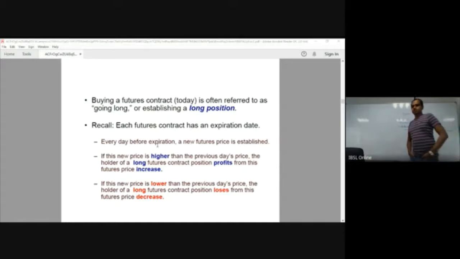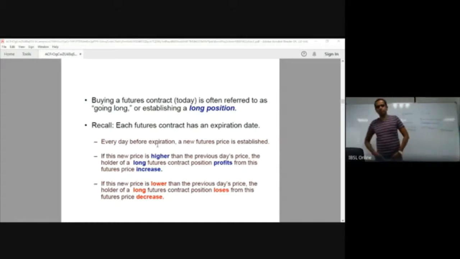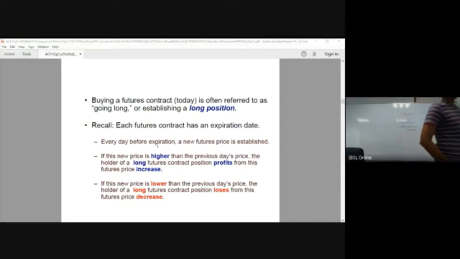If this new price is higher than the previous day's price, the holder of a long futures contract position profits from his futures price increase. Right? So if you buy and the price goes up, obviously you will gain. If this new price is lower than the previous day's price, the holder of a long futures contract position loses from this futures price decrease. You sell and the price goes down, you will lose, obviously.